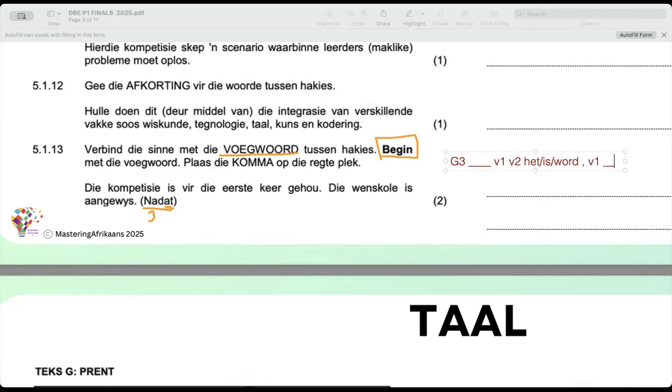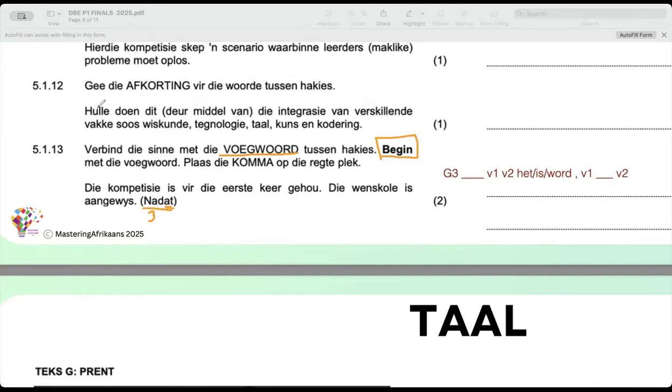Then you have your first verb and you would have your second verb at the end. So this is the sentence construction that you are going to be using for this answer. Okay, that's the first thing. The second thing is that you need to know that with nadat, the sentence following nadat goes into the past tense. So that's why they were testing nadat. There were two rules. Group 3 conjunction, sentence after nadat goes into the past tense.